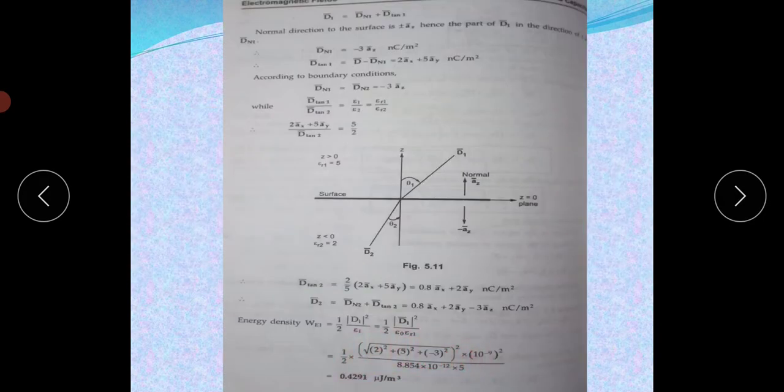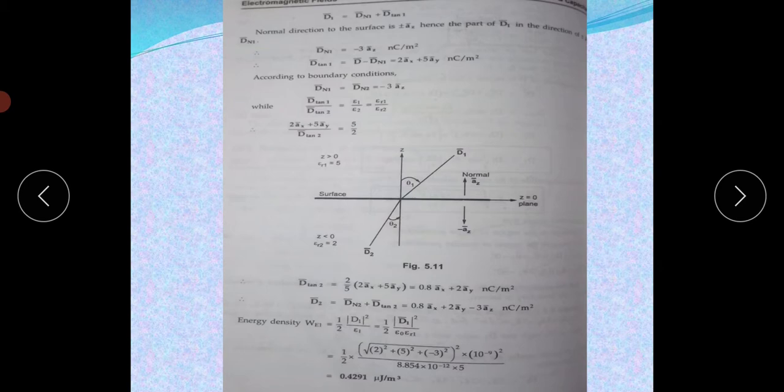So with nanocoulombs, it is into 10 to the power of minus 9 whole square by epsilon naught into epsilon r1. We know that epsilon naught equals 8.854 into 10 to the power of minus 12 and epsilon r1 equals 5. By solving this expression, finally we get the energy density equals 0.4291 microjoules per meter cube.